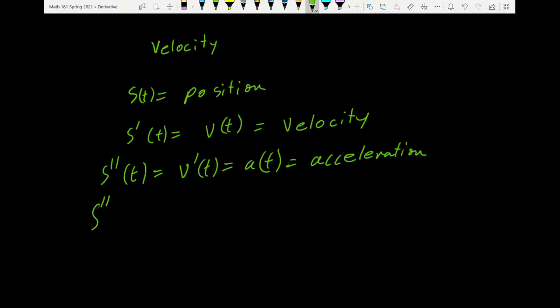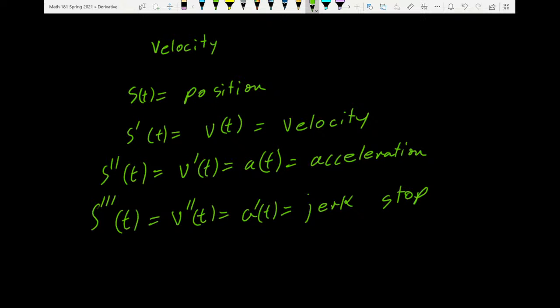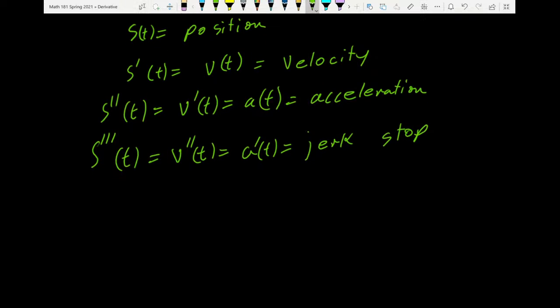And then if you look at the third derivative, which is the second derivative of velocity, which is the derivative of acceleration, we call it jerk. That's a jerk stop. Because acceleration is constant and the derivative of a constant just disappears. We'll come back to that. Let's try another hard problem for you guys. What's the derivative of that?